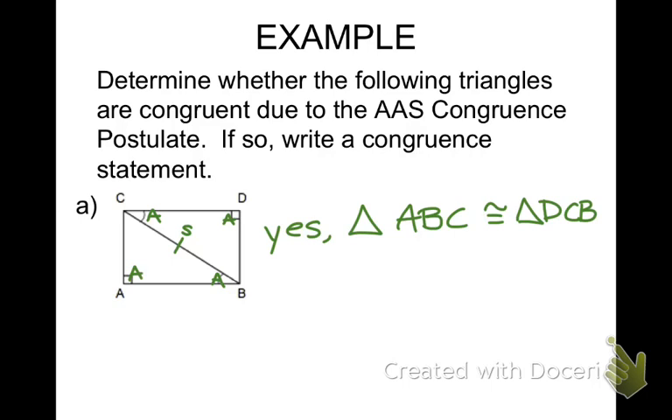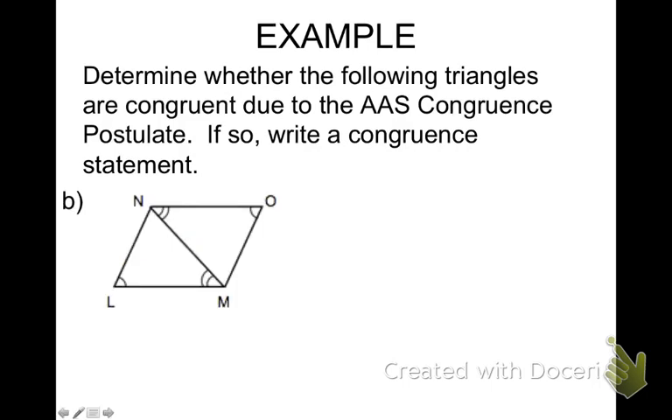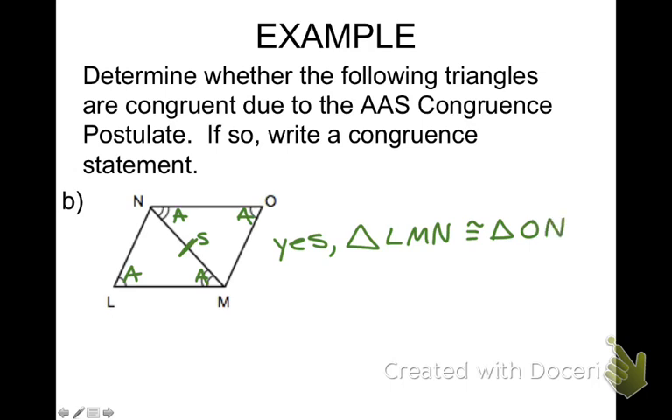Let's look at the next one. I don't have vertical angles. Do I have the reflexive property? Yep. NM is congruent to itself. There's one set of congruent angles with L and O. N and M are congruent, and then you have your side. So yes, triangle LMN is congruent to triangle O. It would be M.